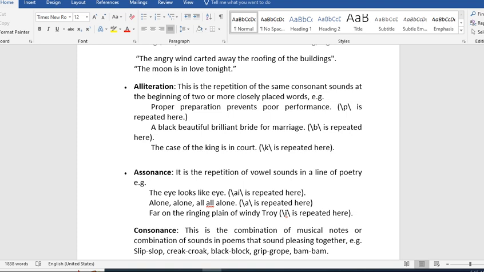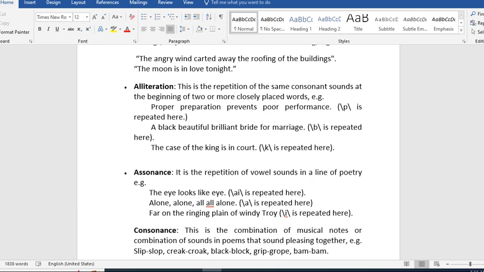K is repeated here. Now, in identifying this, we have to apply our knowledge of oral English, because if I'm trying to consider the alphabet, we might get it wrong. We have to consider the sounds. Let's look at the last example here: the case of the king is in court. You know, this one is C, but the sound is K. This is king, K. Here we have C, but the sound is K. So that's what we are going to apply. We need to apply our knowledge of oral English.